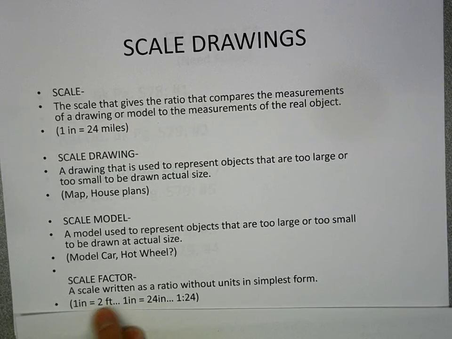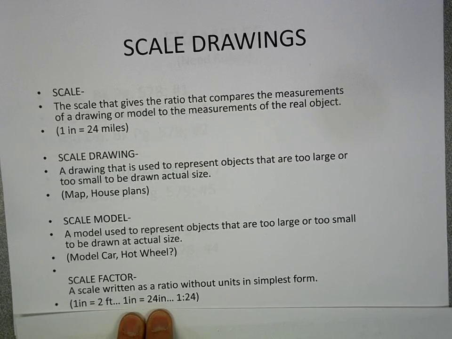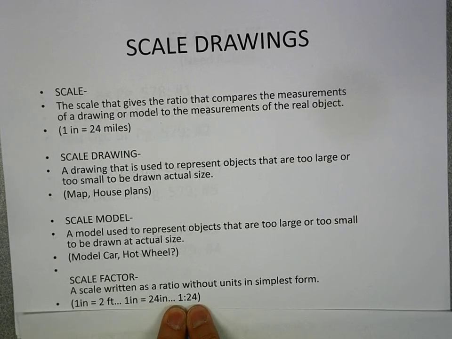But because 2 feet is exactly the same as 24 inches, I just made it where they'd have the same units. And as soon as I have it like that, I can then drop the units and write it as a ratio. It's a 1 to 24 ratio.